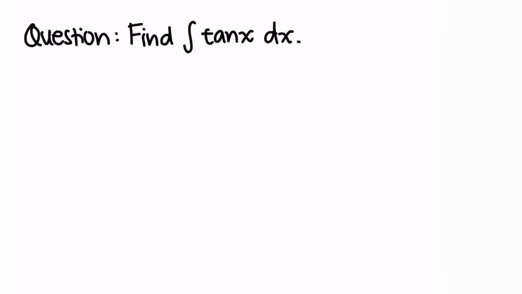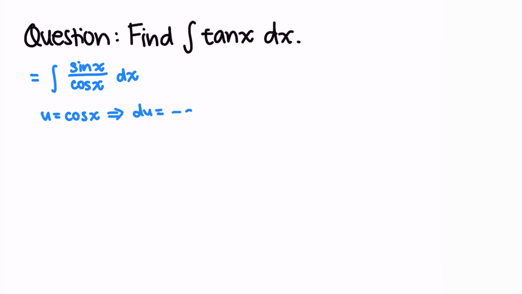Now for our last u sub question, find the integral of tangent x. The trick here is I want to represent tangent x in terms of sine x and cosine x. So this just becomes sine x over cosine x. And if you see here, this becomes a very easy u sub, where we have u equals cosine x, and du will be negative sine x dx.